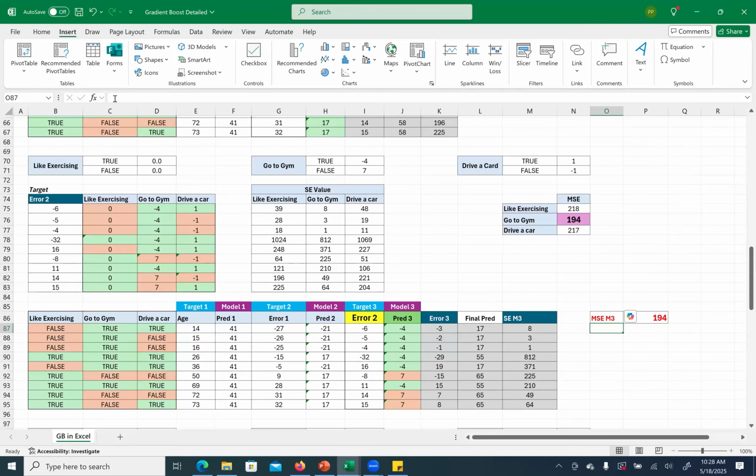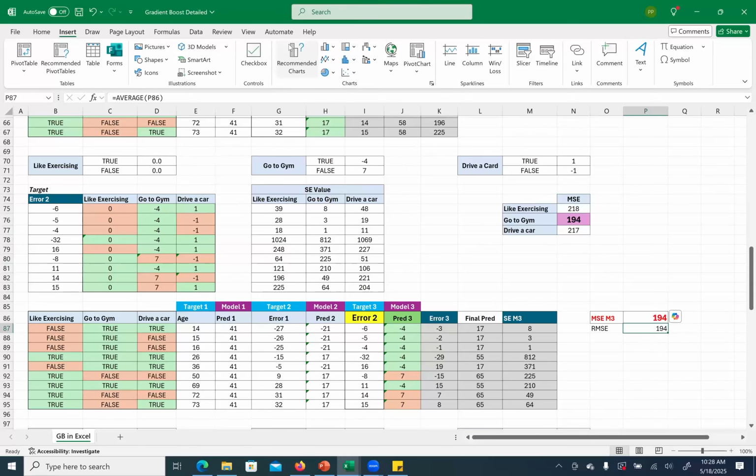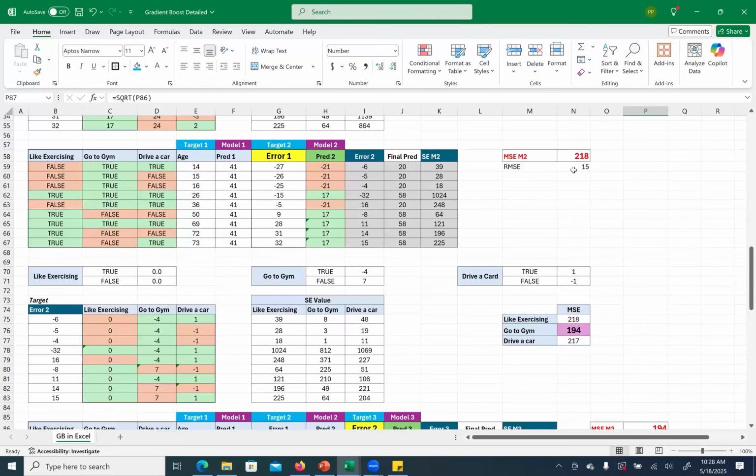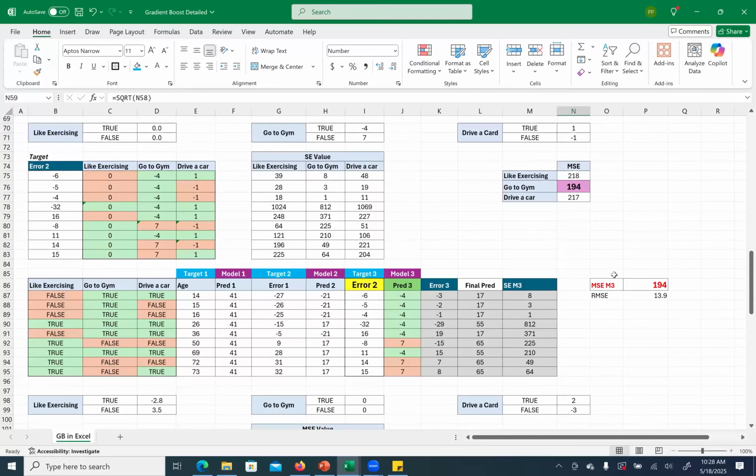MSE after the third iteration is 194. RMSE is going to be 13.9. I think I did something wrong. What did I do? Square root I did. Root. Square root. Okay, 14 point something. Right, 13.9. And here it was 15, 14.8. So RMSE has gone down after the third iteration. Yes, right? Now the same thing.